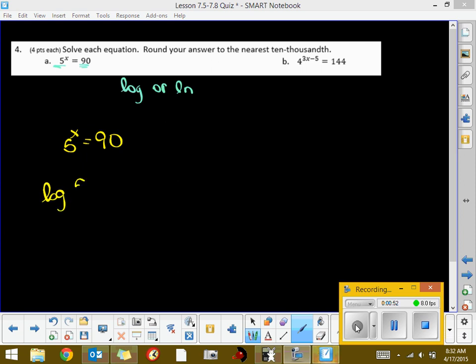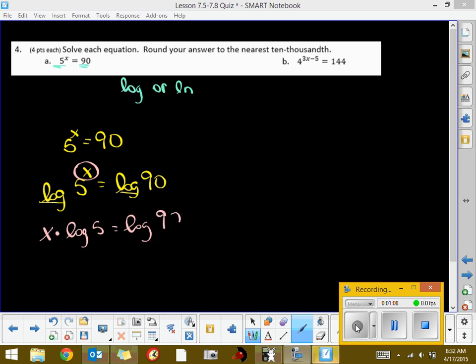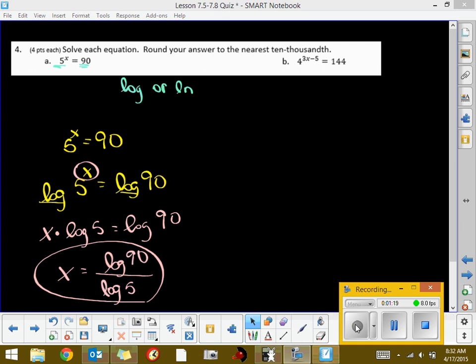So the common logarithm of 5 to the x equals the common logarithm of 90. Remember your golden rule of equations: whatever you do to one side, you must do to the other. Then we're going to use our power rule of logarithms. So it's x times common log of 5 equals the common log of 90. That would mean x is equal to the common log of 90 divided by the common log of 5. So that should be our solution. I'm going to come back and do the calculation in a moment.